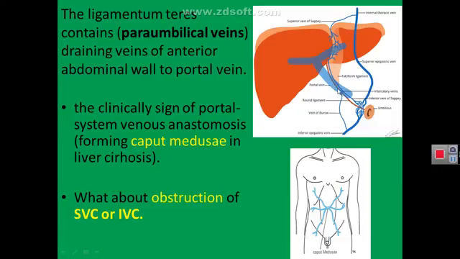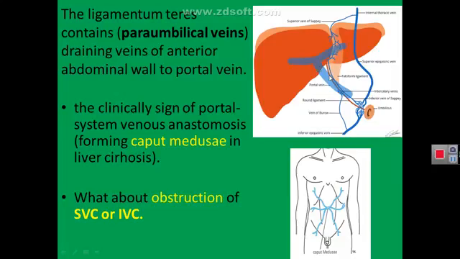So the blood from the portal vein, when it reaches the liver, will go back via the paraumbilical veins to the umbilicus. This portal venous blood will accumulate around the umbilicus. And from the umbilicus, it will ascend up to the superior vena cava and down to the inferior vena cava as an alternative pathway, because the liver is obstructed. It will not allow passage of portal venous blood.